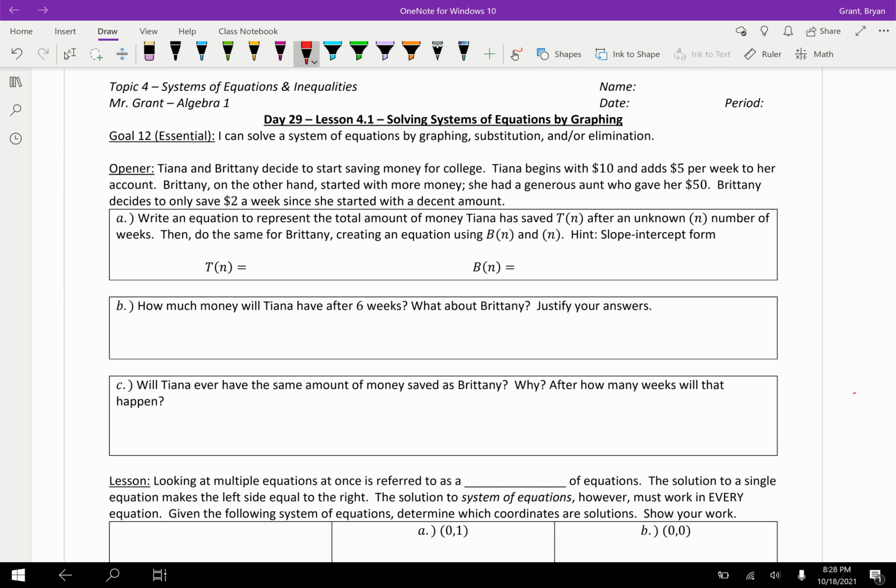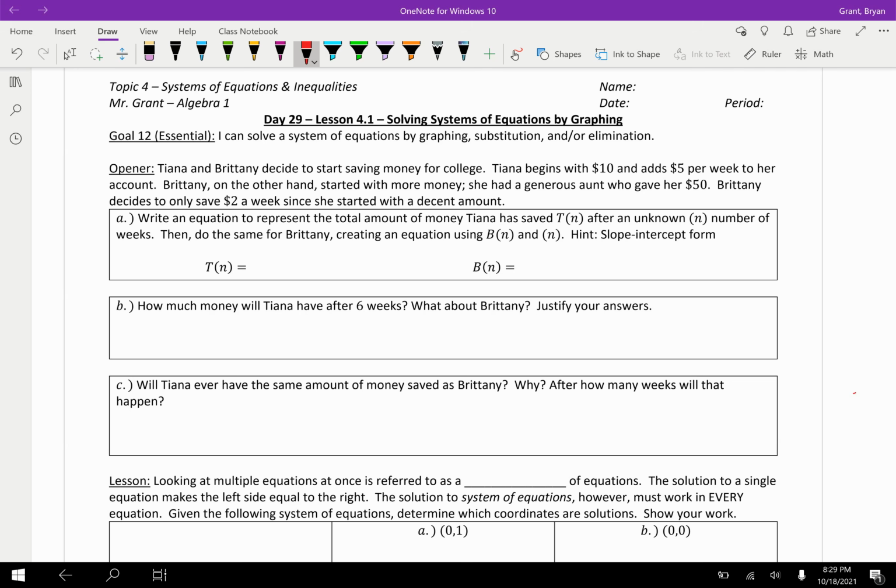This is your first lesson of Topic 4, Systems of Equations and Inequalities. I think this is a pretty cool unit. It's not quite the end of semester 1, but it's pretty close. And I think it's a cool unit because it's the culmination of everything you've done so far.